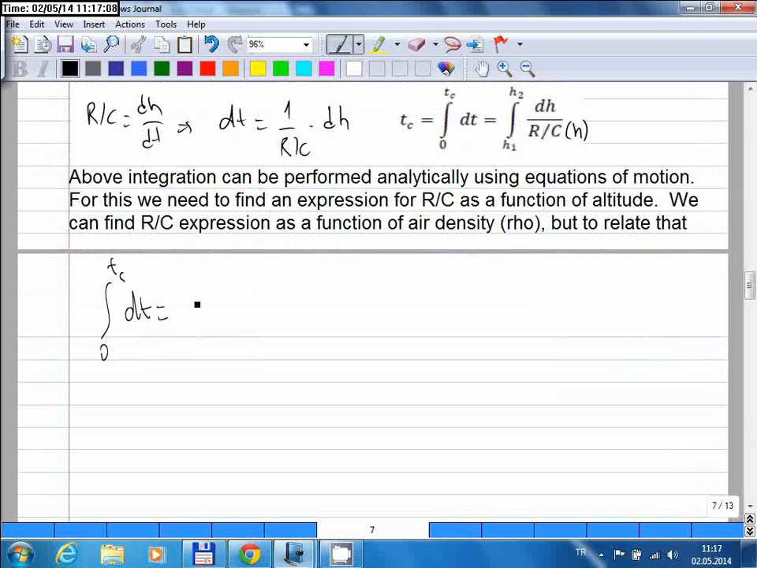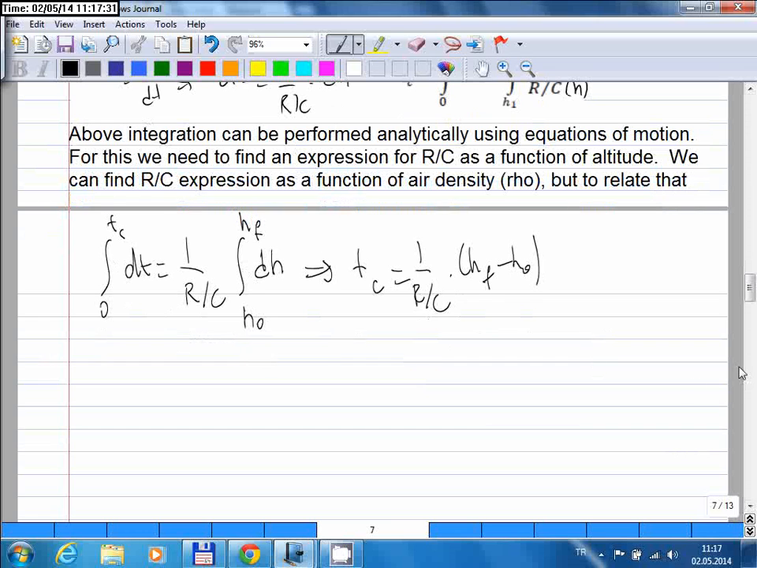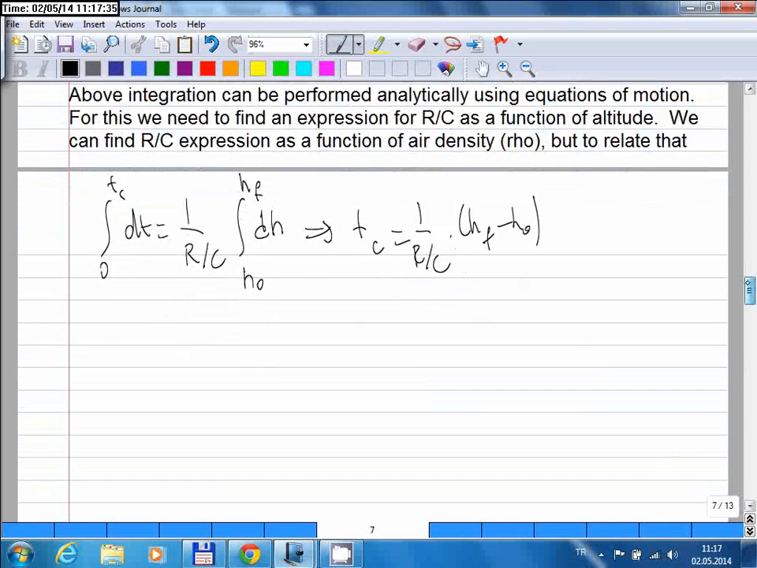So this is what you have. If the rate of climb was constant, then we could take it outside the integral and then take the integral from h0 to h final of dh. So from here we get time to climb is equal to 1 over rate of climb times hf minus h0. But since the rate of climb is not constant, it has to stay within the integral. In that case, you can do the integration.